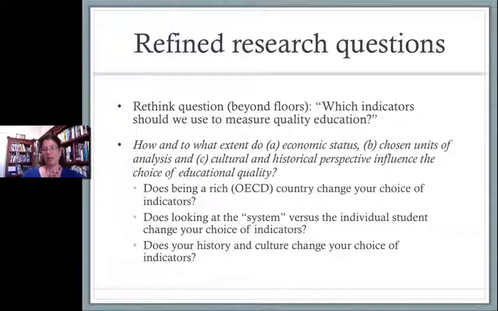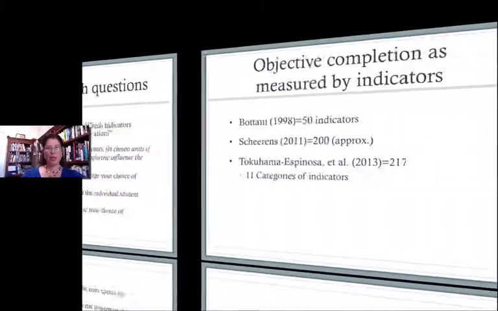We found the way you prioritize your indicators. And then also, historically and culturally, there are different value systems that go along with the choice of indicators, which is a third question that we're looking at in this particular paper.